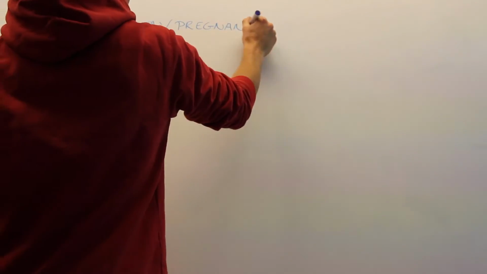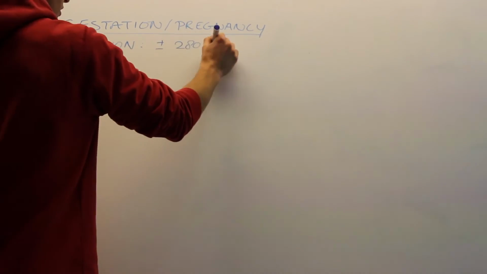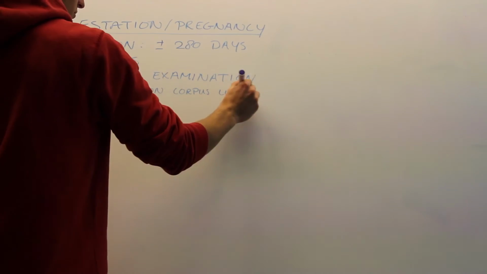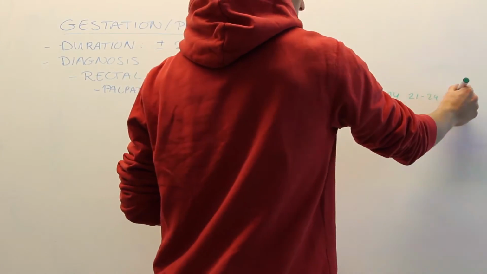Gestation in the cow lasts for about 280 days. Pregnancy can be diagnosed using multiple methods. Here you can see the methods along with the times during which they can be applied.